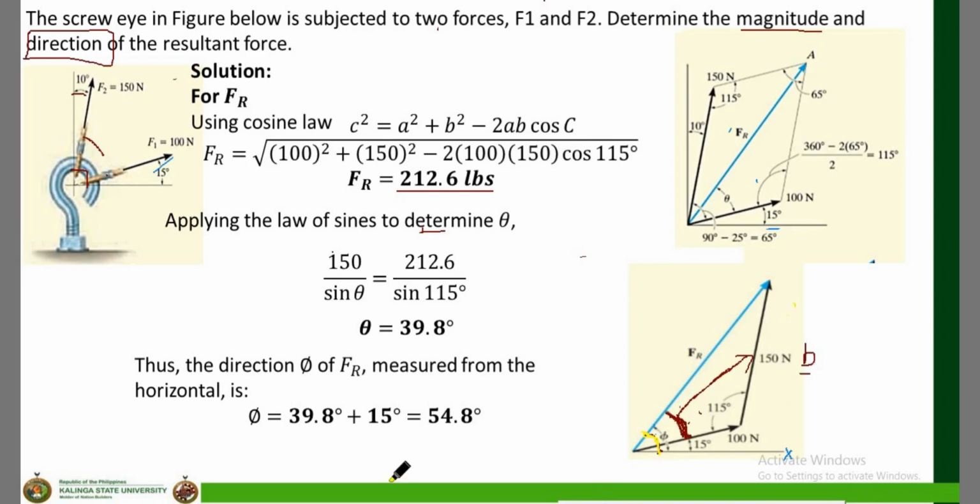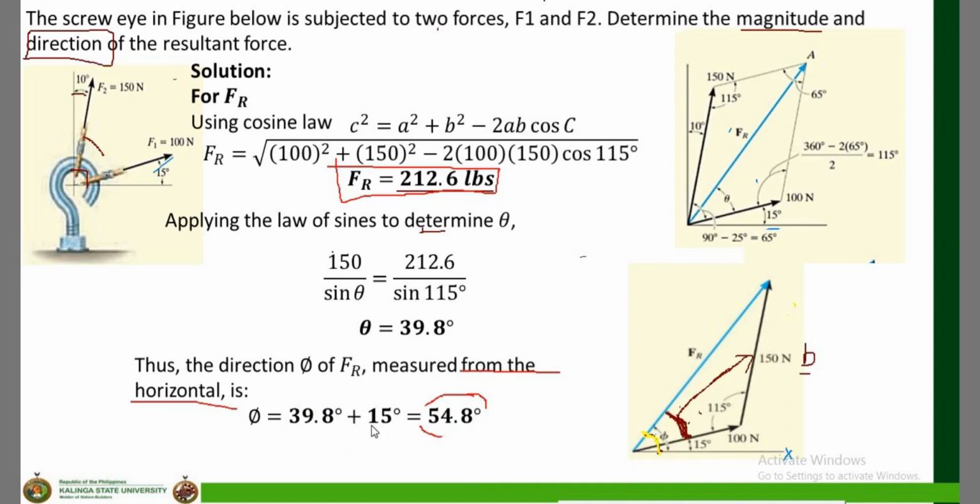So to answer this question, determine the magnitude and the direction of the resultant force. The magnitude is equal to 212.6 pounds and the direction is 54.8 degrees from the horizontal or from the x-axis.